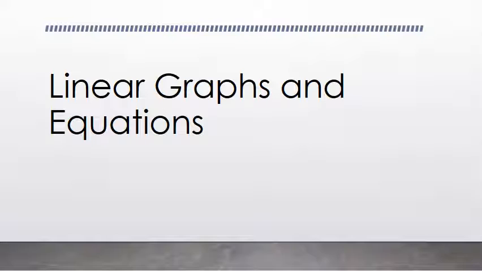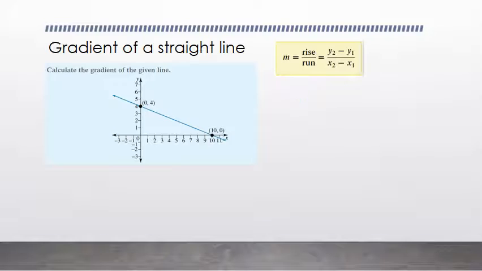Okay, we're going to look at linear equations and graphs on this video. So, graphs of a straight line. The gradient formula is y2 minus y1 over x2 minus x1. Please do not forget that. You'll be using that all throughout methods.